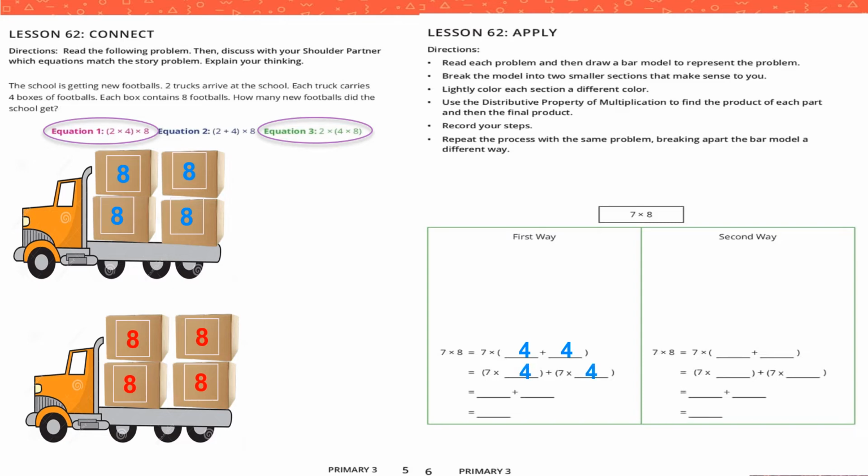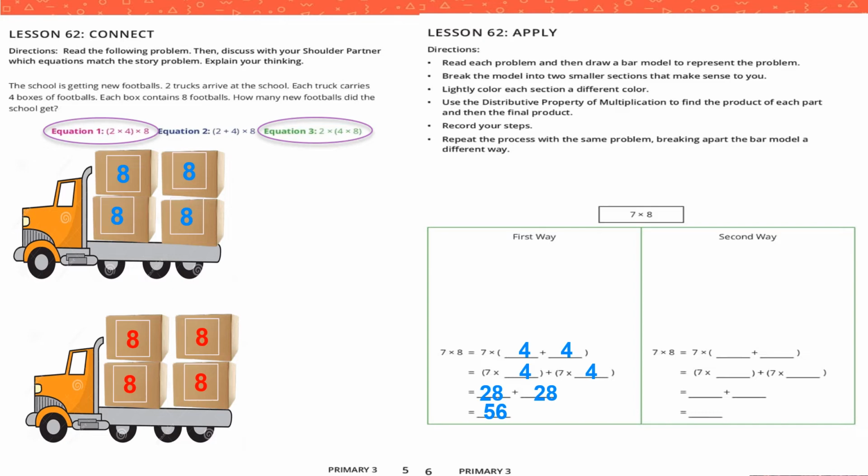So it will be 7 times 4 plus 7 times 4. 7 times 4, 28. So 28 plus 28 equals 56. You can add ones plus ones and carry over, and tens plus tens.